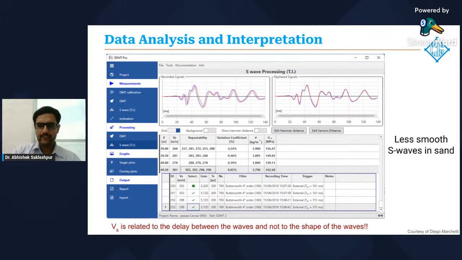However, sometimes in sandy soil profiles, we may obtain less smooth shear waves. However, what's important to note is that the shear wave velocity is actually related to the delay between the waves and not to the shape of the waves. So it's important to check that the delay between the waves is consistent across the wave, not necessarily the shape of the wave.